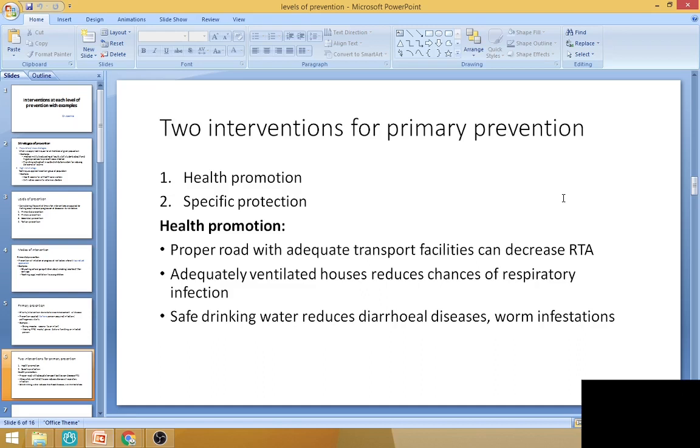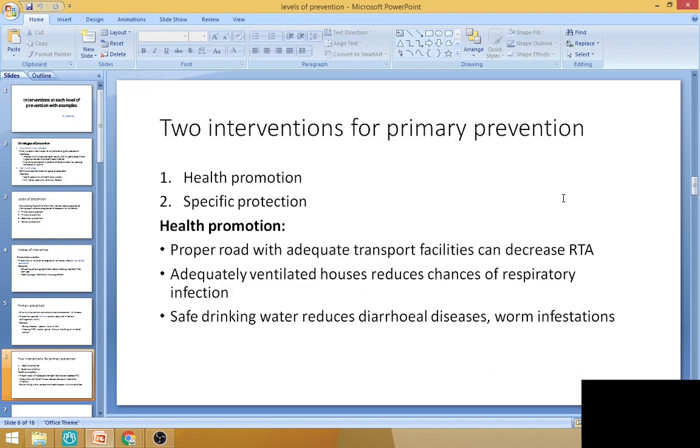Adequately ventilated houses. In your coming semester you will learn how to calculate whether the ventilation is adequate or inadequate in a house. If the ventilation is adequate, then it reduces the chances of respiratory infection.